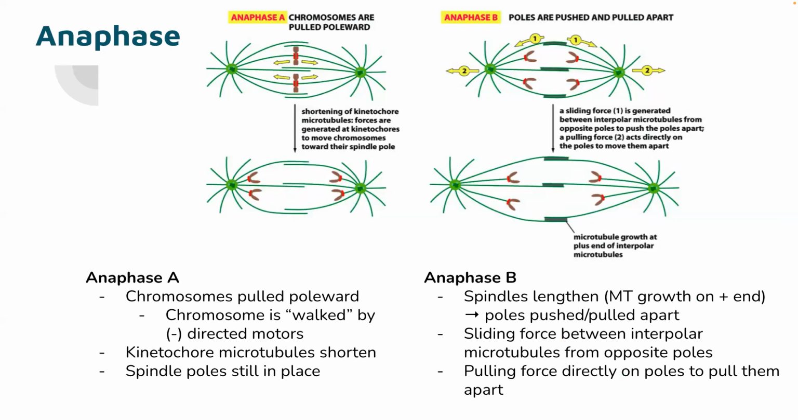And then into anaphase B, the spindles will lengthen. There will be microtubule growth on the plus end and the poles will be pushed and pulled apart. There's a sliding force between interpolar microtubules from opposite poles, which is a pulling force directly on the poles to pull them apart.